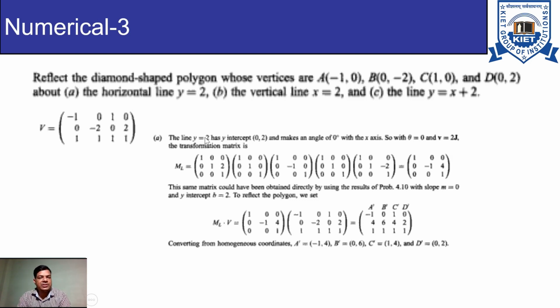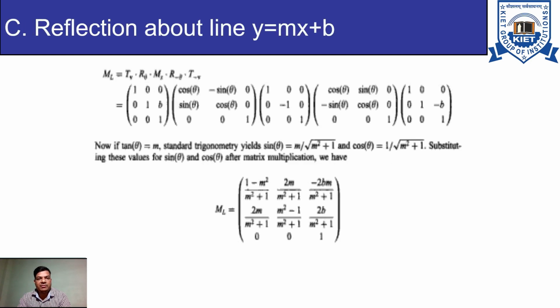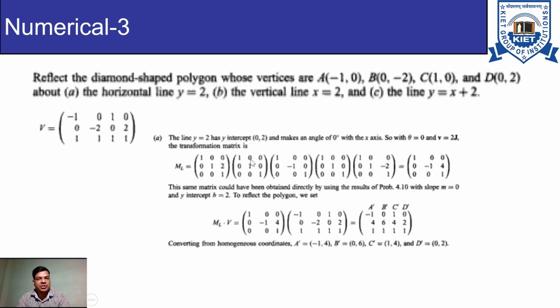For the line y = 2, we have to calculate the values of m and b. In this case we can see that the rotation angle is basically 0, but the value of b is 2. So you can directly substitute the values, and in this case you will get the answer.